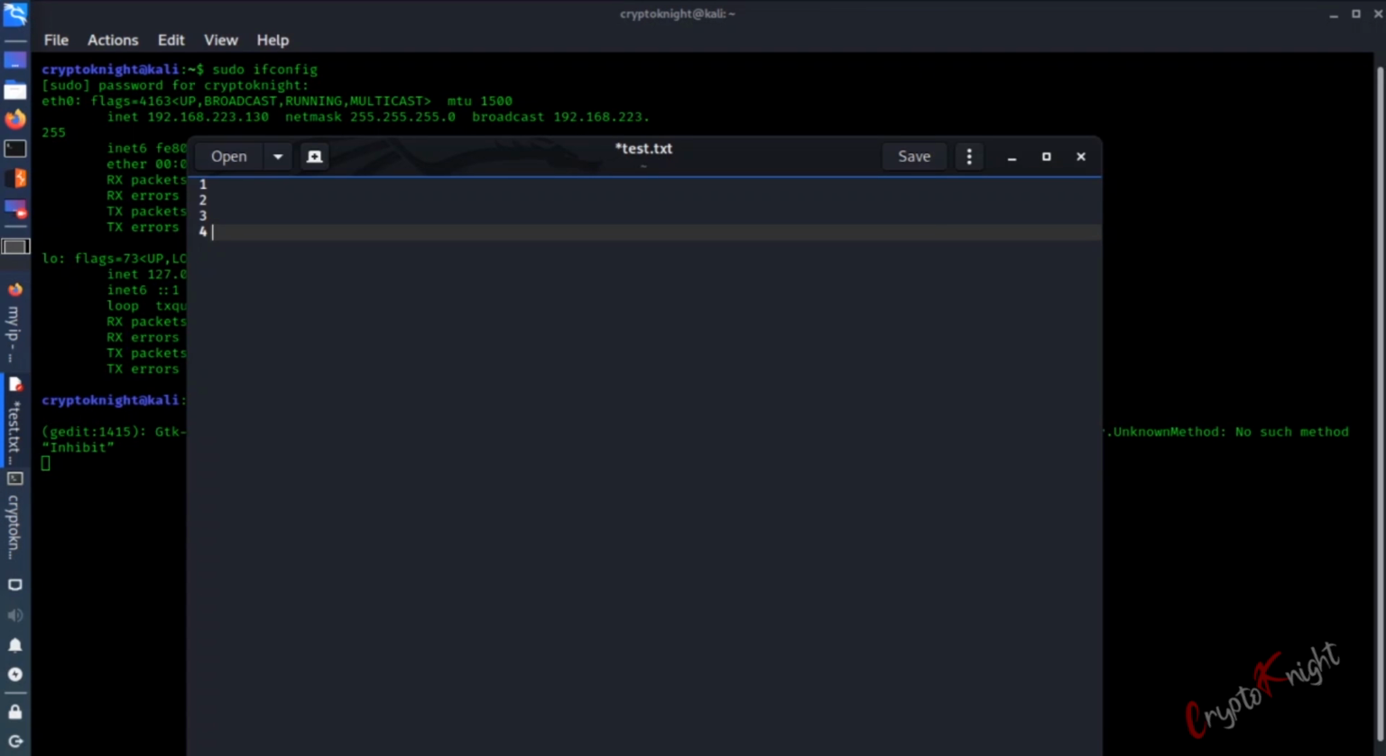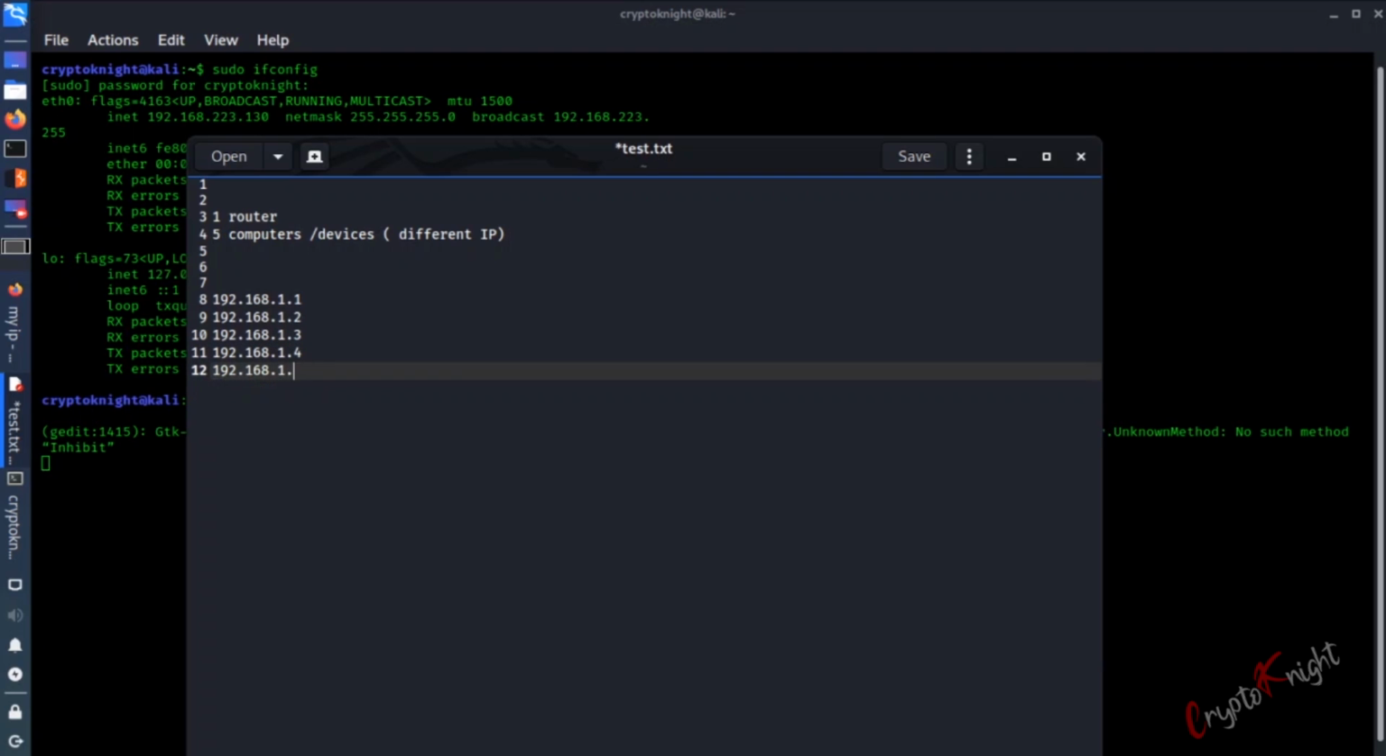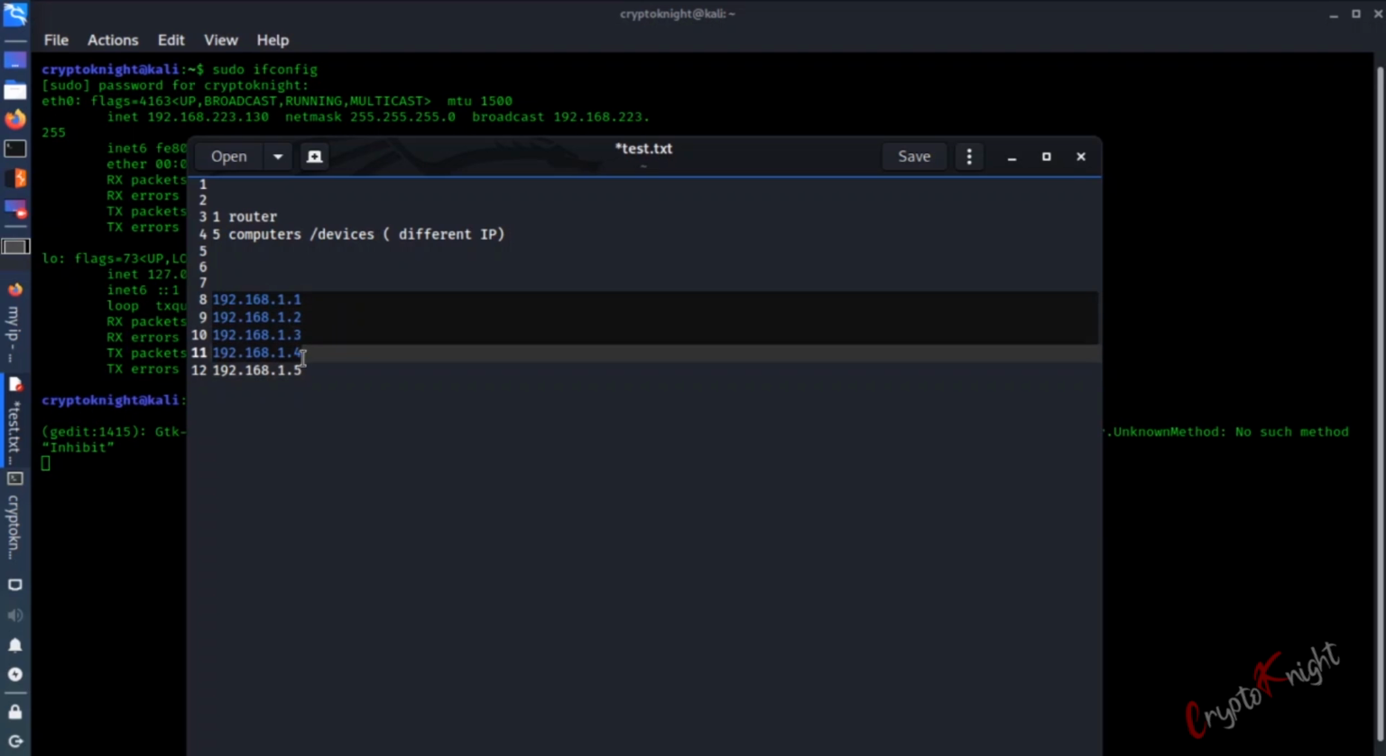Just to explain, let's assume there are 5 computers in a network, and there is one router to which they are all connected. These 5 computers or devices, it can be anything, a printer, mobile, tablet, anything, will all have different IP addresses. These different IP addresses are known as private IP addresses. For example, computer 1 has 192.168.1.1, the second one has 192.168.1.2. Similarly, the third one has .3, the fourth one has .4, and the fifth one has .5. So the 5 devices have different private IP addresses.